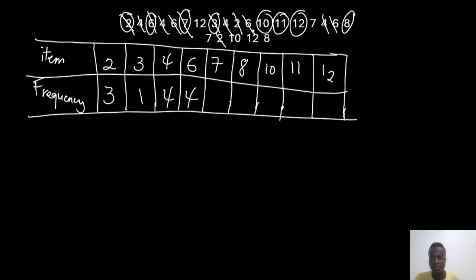Seven. How many sevens? I have one here, I have two here, and I have three here. I have three. How many eights? One eight, two eights. I have two eights. How many tens? One ten, two tens. So I have two tens. How many 11s? One 11, right? How many 12s? I have two of the 12.